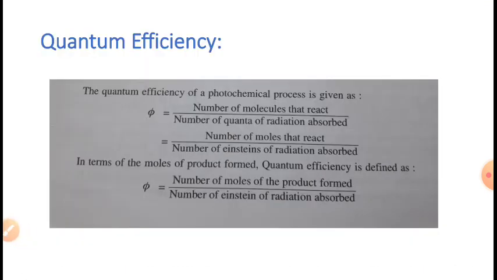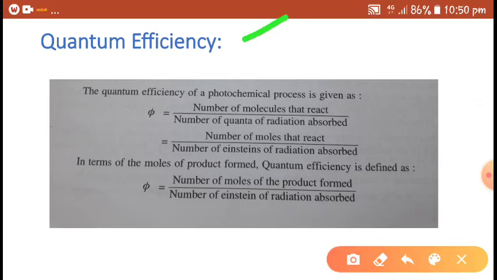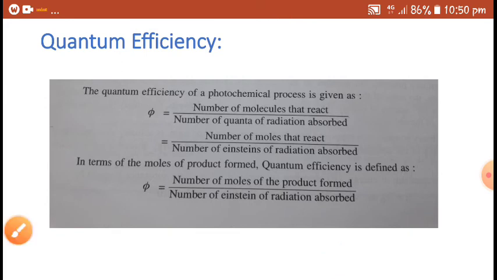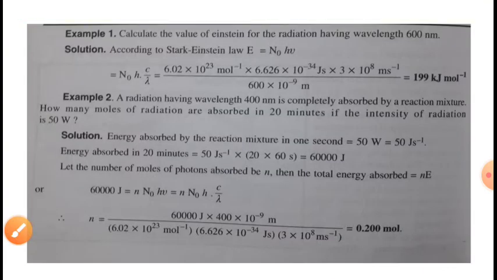So we have discussed photochemical reactions and differences between photochemical and thermochemical reactions, and the first law of photochemistry, that is Grotthuss-Draper principle, and the second law of photochemistry, that is Stark-Einstein's law, and quantum efficiency. So now we will discuss some solved examples, problems on these concepts.